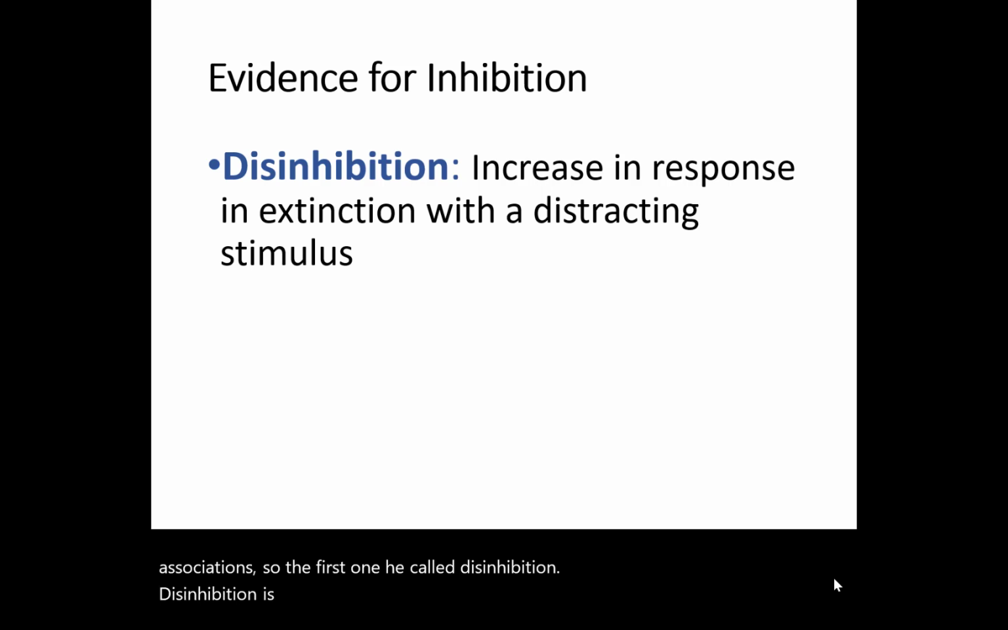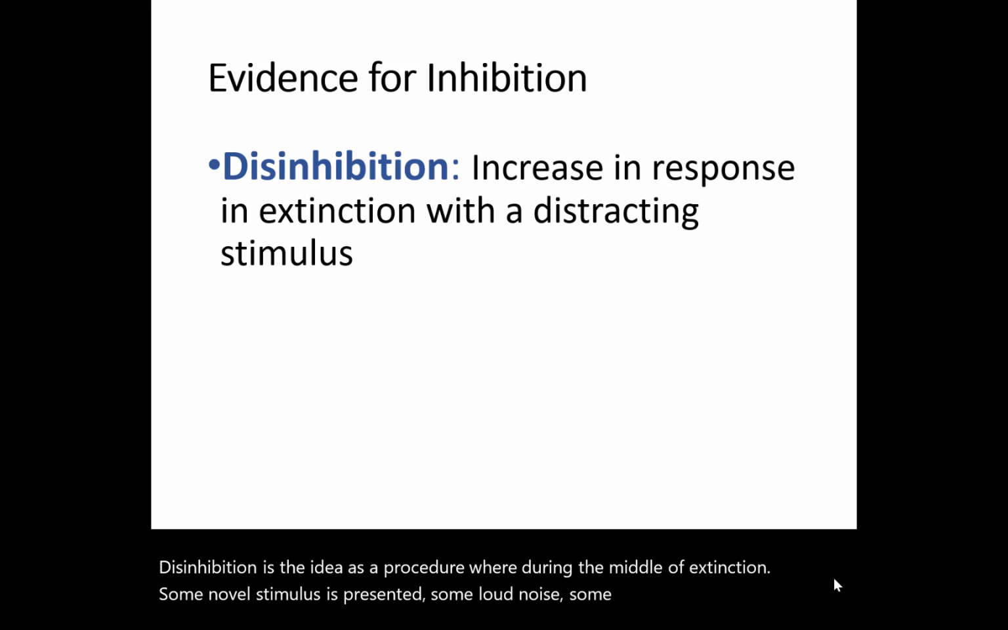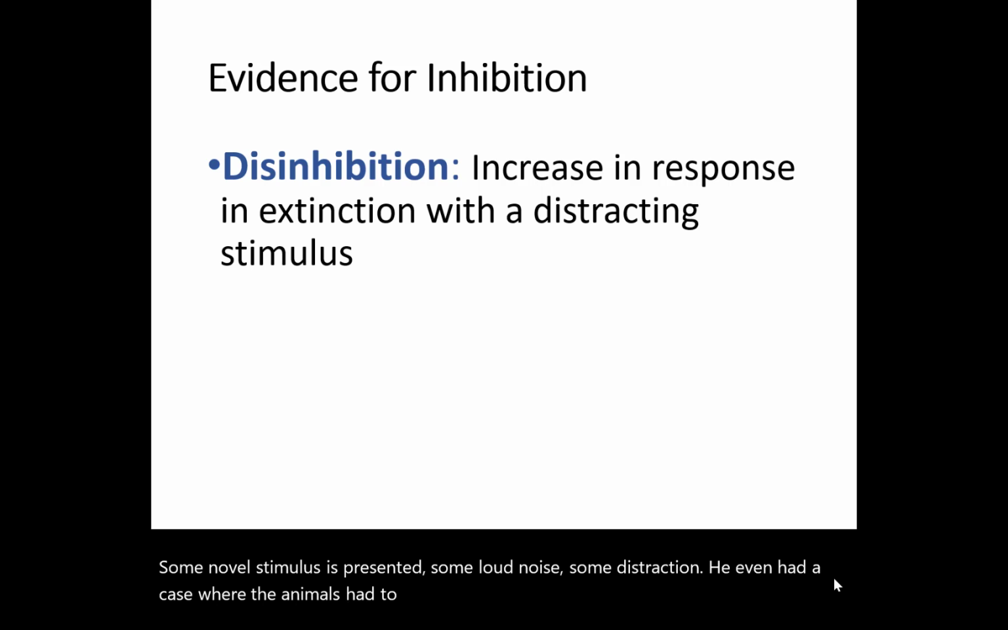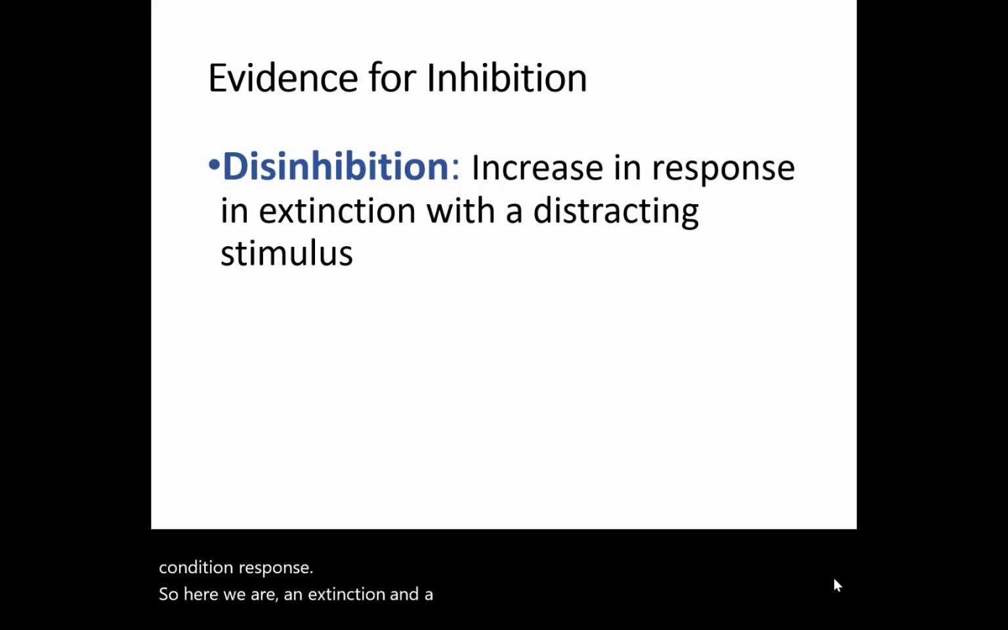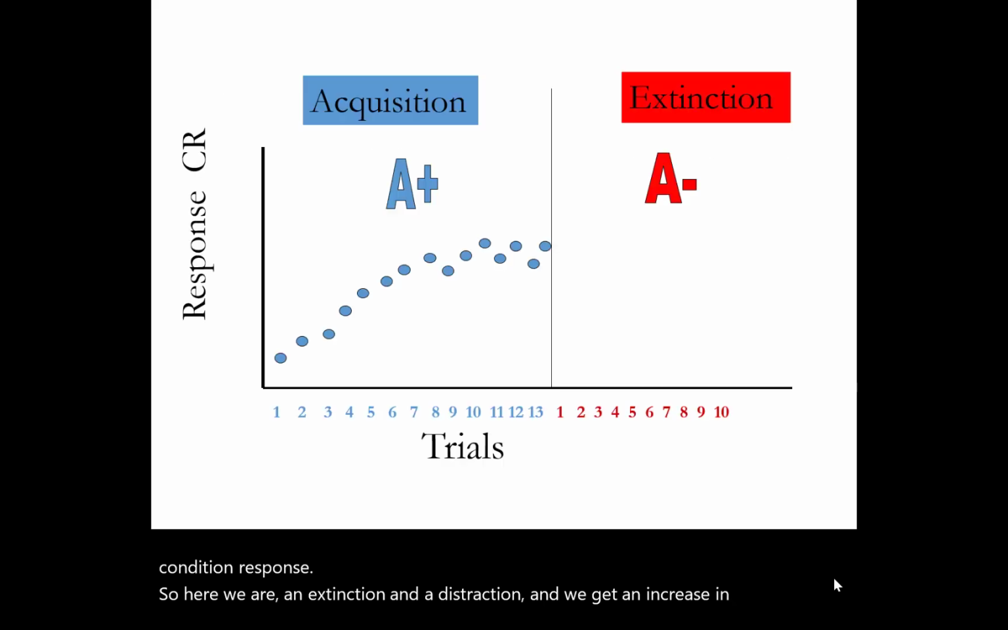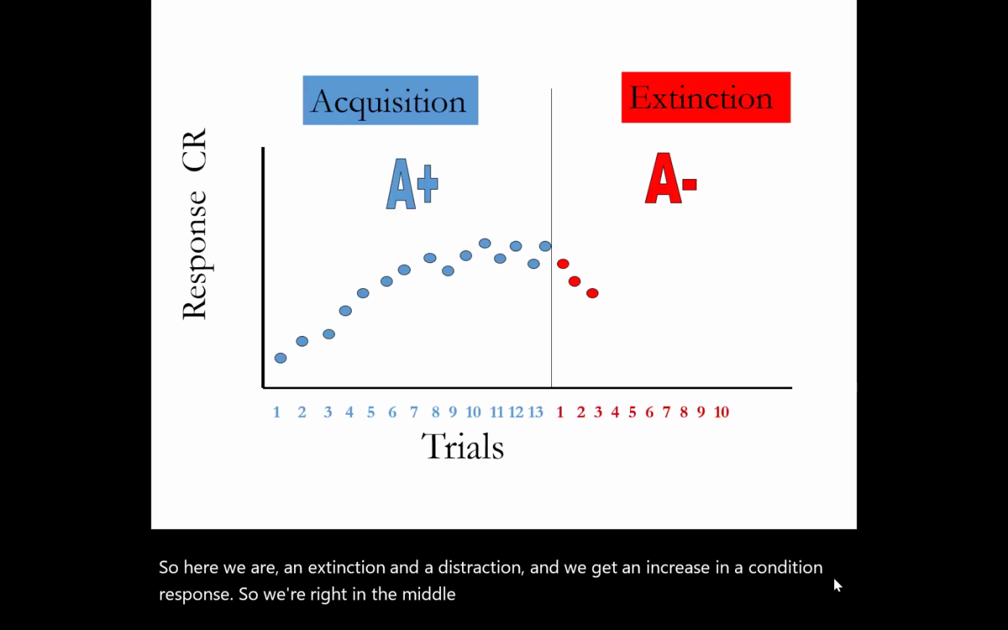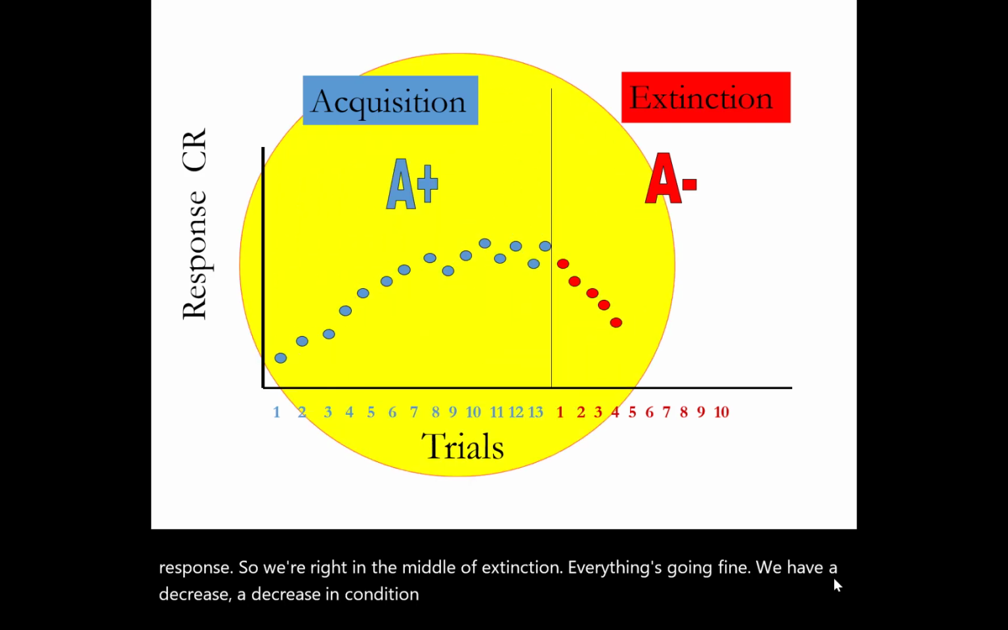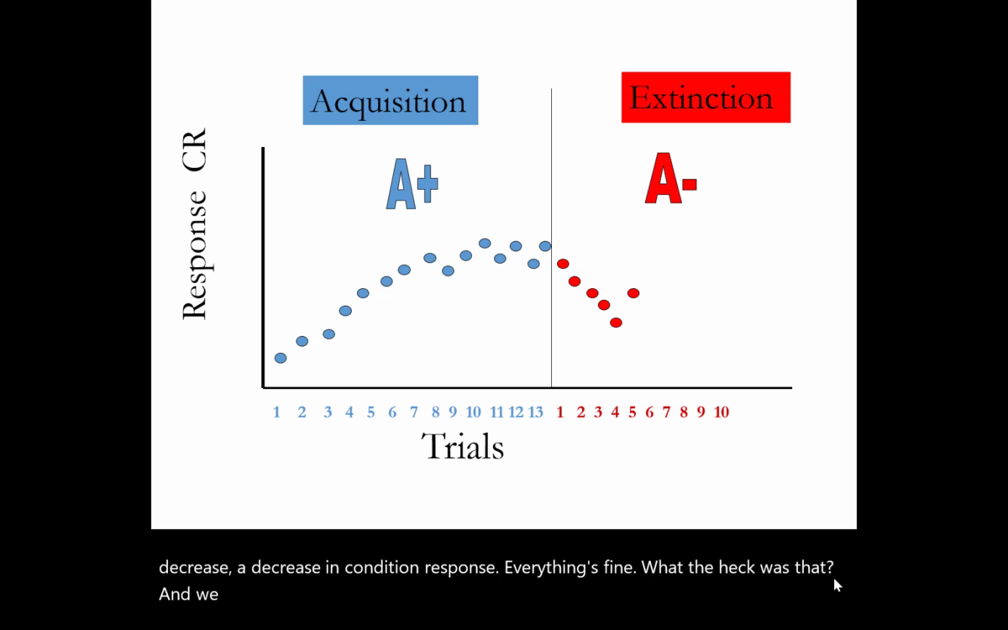Disinhibition is a procedure where during the middle of extinction, some novel stimulus is presented, some loud noise, some distraction. He even had a case where the animal just had to pee. And that distraction caused a sudden increase in the conditioned response. So here we are in extinction and a distraction, and we get an increase in a conditioned response. So we're right in the middle of extinction. Everything's going fine. We have a decrease in conditioned response. Everything's fine. Well, what the heck was that? And we get this increase, this distraction.